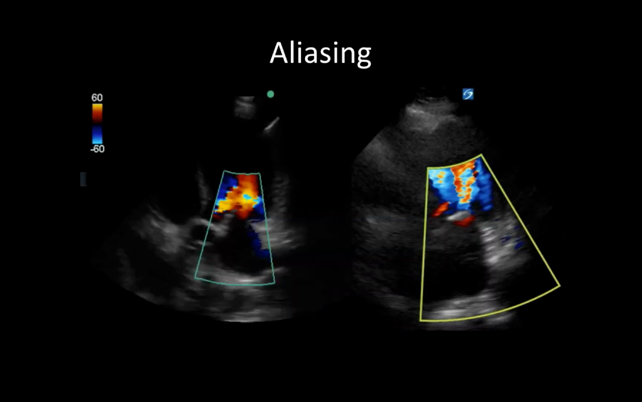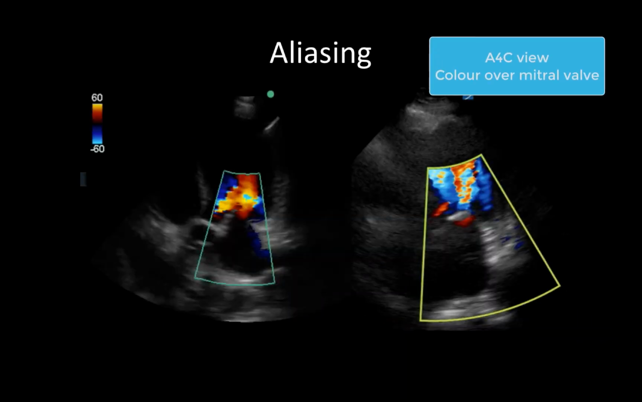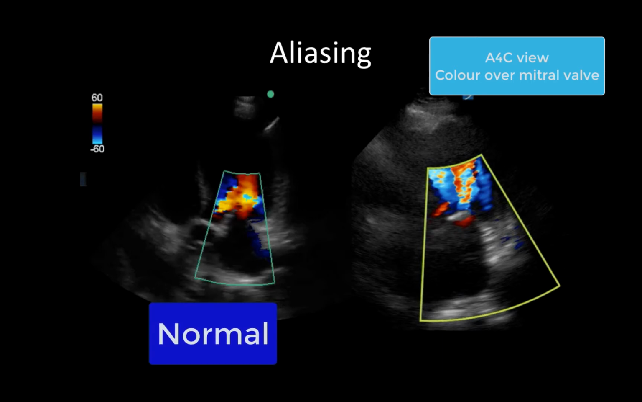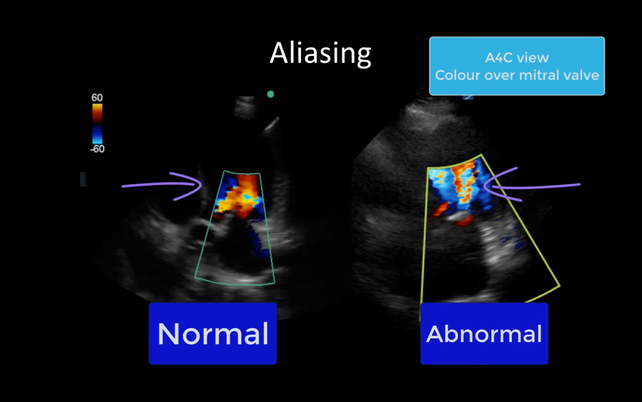So here we have two images of an apical 4-chamber view looking at blood flow through the mitral valve. On screen left, we have a normal mitral valve with that red mitral inflow, compared to on screen right, a stenotic mitral valve where there is that high velocity aliased flow.